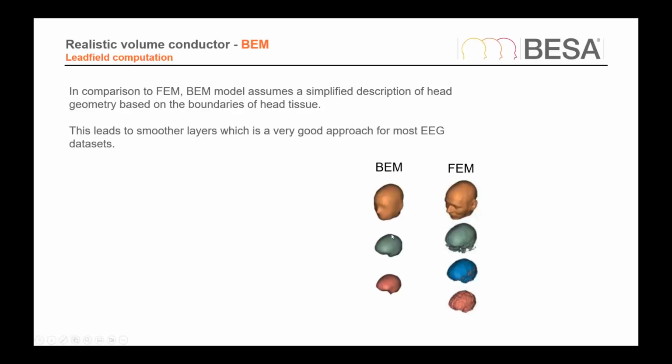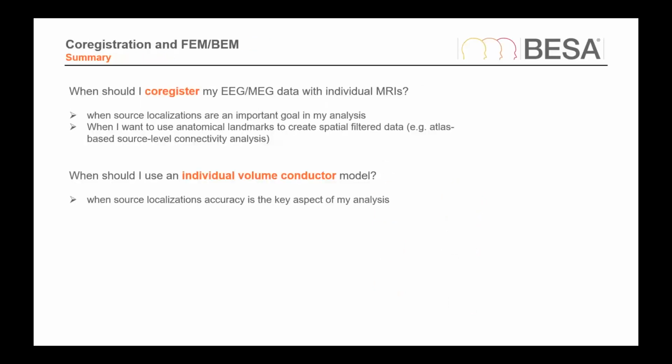Luckily, with our BESA software, we can calculate both and then directly compare the impact of using these different models. So in summary, when should I co-register my EEG or MEG data with individual MRI data? This makes sense always when source localization is an important goal in my analysis.